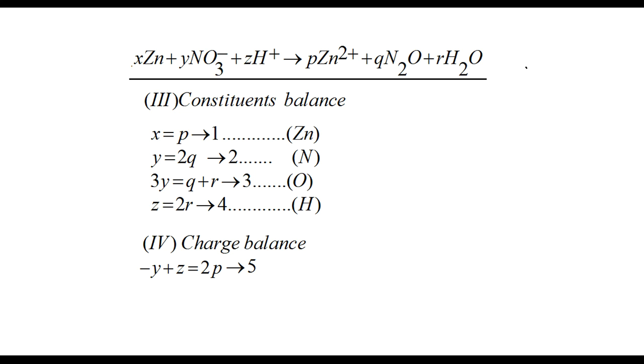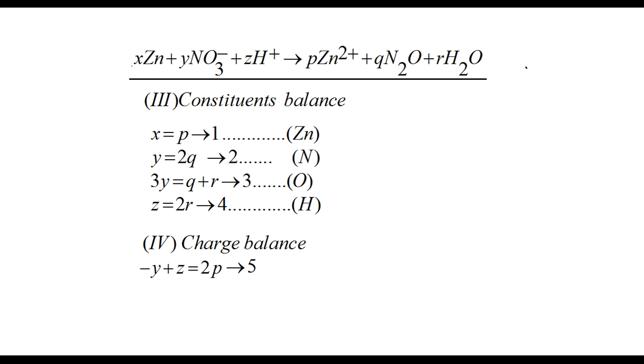Now the next balancing is the charge balance. We can see that nitrate ion has -1 charge. So minus Y charge is there with nitrate ion over the LHS, and similarly this hydrogen ion has +1 charge and coefficient Z. So plus Z charge is also there over the LHS. So the total charge over the LHS is -Y plus Z. Similarly over the RHS the only charged entity is zinc 2 plus, which has coefficient P.